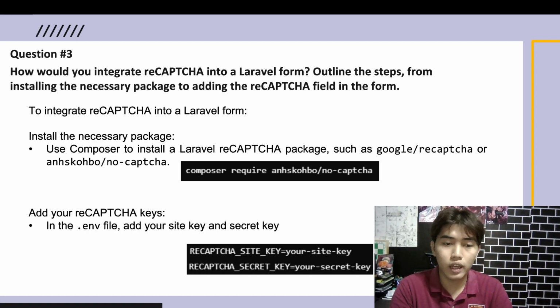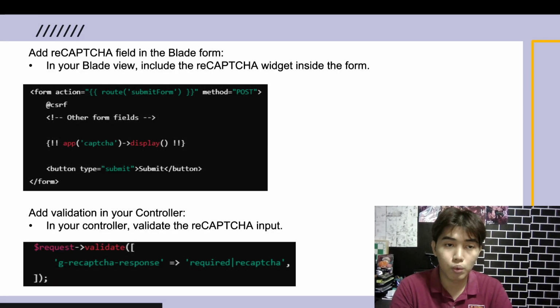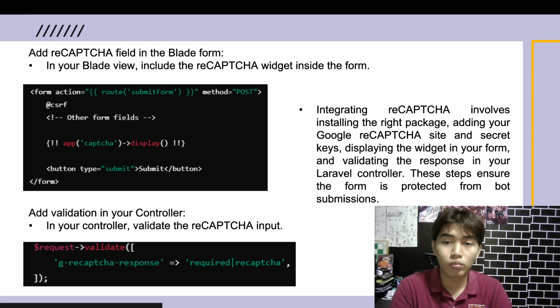Second step, in the .env file, add your site key and secret key. Then in your blade view, include the reCAPTCHA widget inside the form. And in your controller, validate the reCAPTCHA input. Integrating reCAPTCHA involves installing the right package, adding your Google reCAPTCHA site and secret keys, displaying the widget in your form, and validating the response in your Laravel controller. These steps ensure the form is protected from bot submissions.